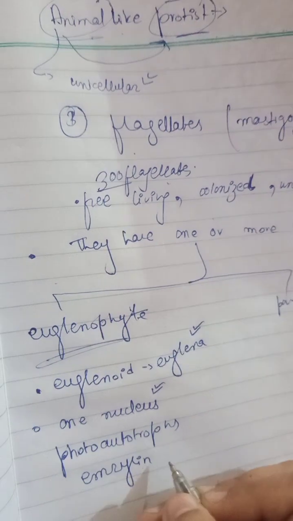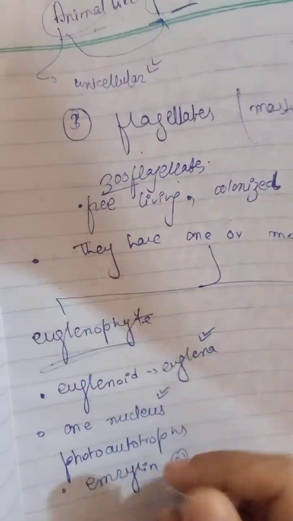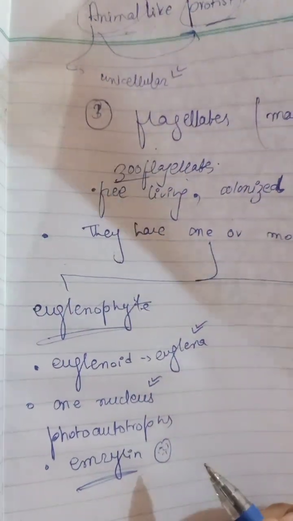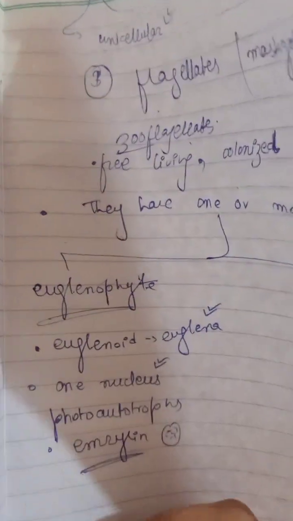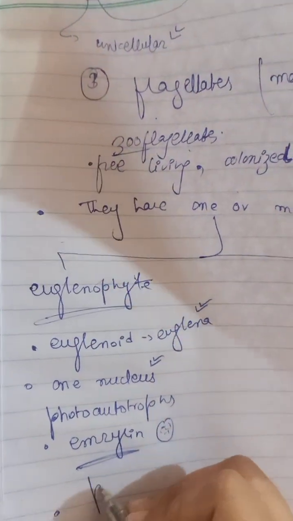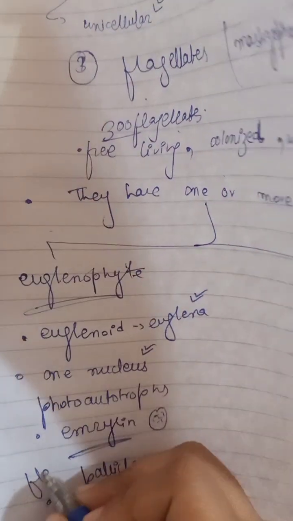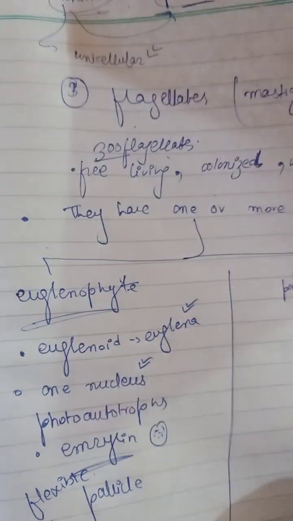And they store the food in the form of amylin. It is similar to starch-like material. You can take the example of euglena. They have a flexible pellicle for movement and for photosynthesis.